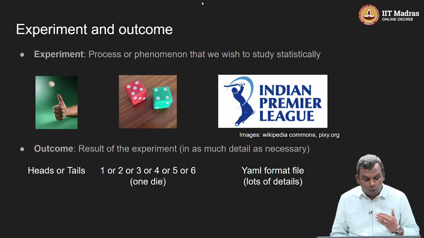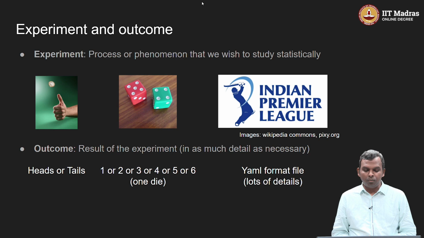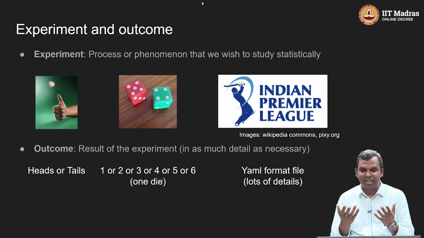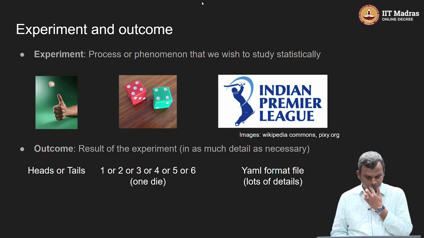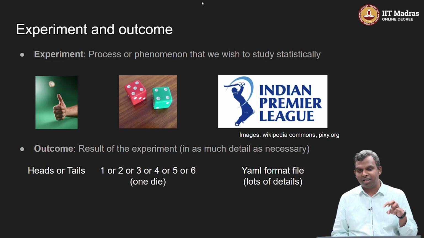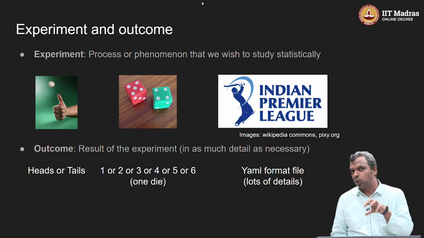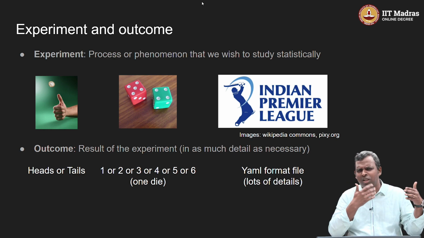Now, outcome is very important. What is the outcome? This is the result of the experiment. What happened, what did you observe in the experiment? You can even call it data, in some sense. So the outcome is what's very important. You'll see the theory focuses a lot more on the outcomes, and the experiment itself is sometimes something you can imagine.